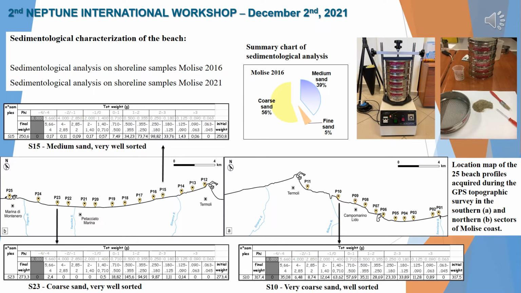The first data acquired by laboratory activities concerned the sedimentological analysis on the Molise beach samples of 2016. In this slide, you can see the results of the sedimentological characterization of samples S15, S23, and S10, which can be defined as well to well-sorted medium, coarse, and very coarse sands. Furthermore, during this year's field surveys in July, I collected sediment samples in the foreshore zone that are currently under laboratory analysis.